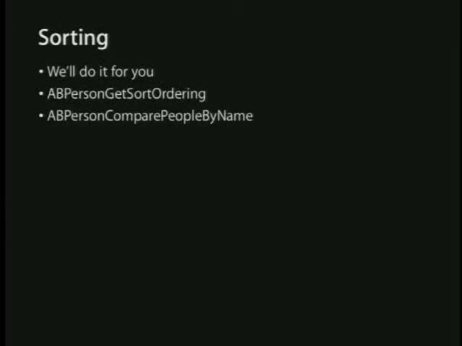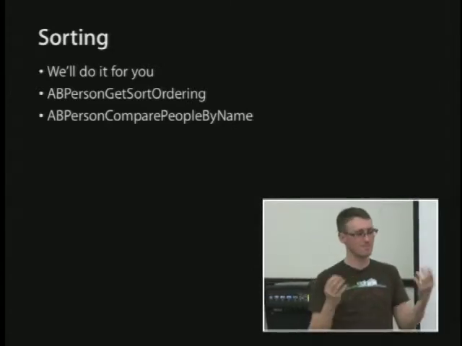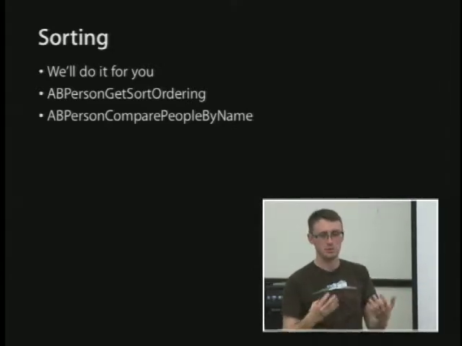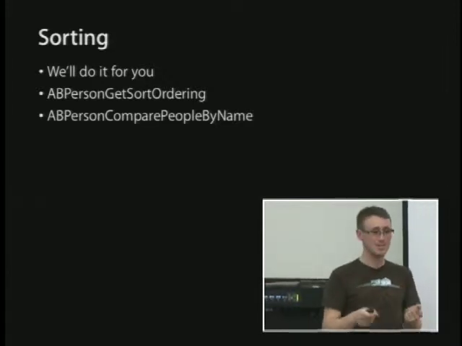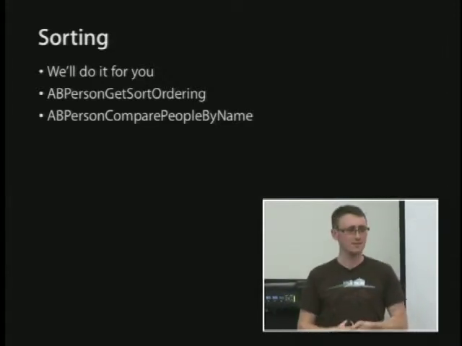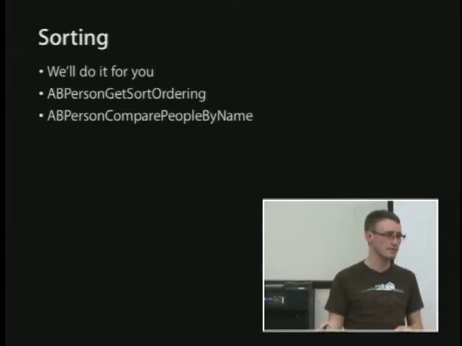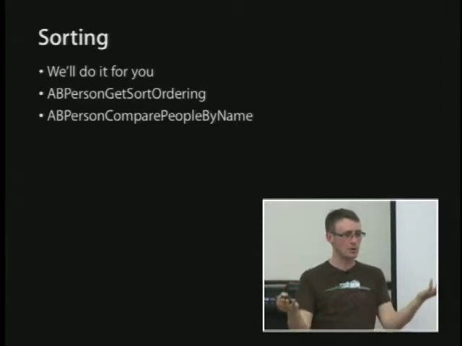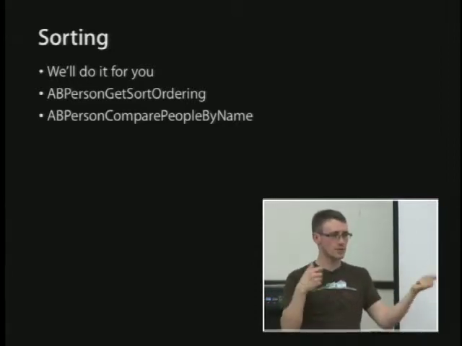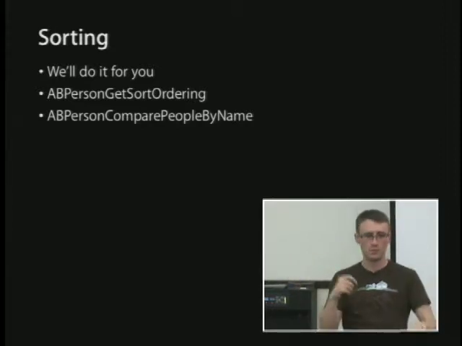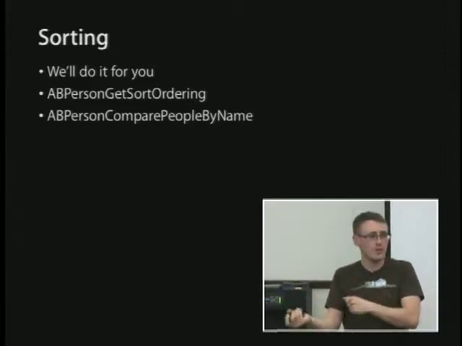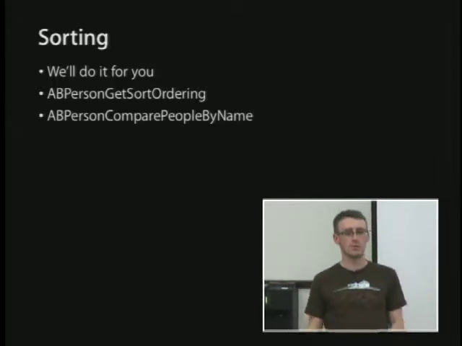The first thing, sorting. As I found out, it's a lot more complicated than I thought it was at first. All sorts of languages have interesting rules for sorting people and names. So don't worry about it too much. We'll do it for you. We have a nice little function in the address book framework that does most of it. ABPersonComparePeopleByName will actually do most of the sorting. Take 2 people, figure out their first name, their last name, their middle name, their prefix, if it's a company rather than a person, etc., and sort them accordingly.